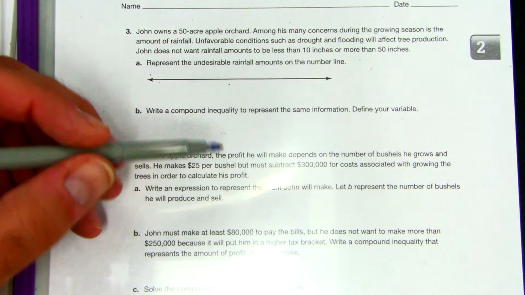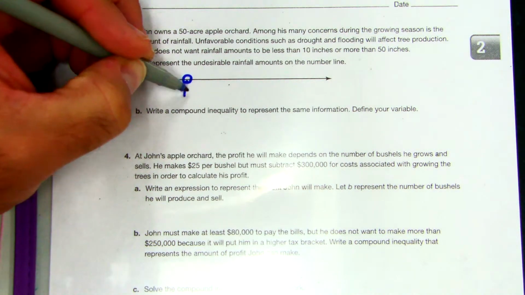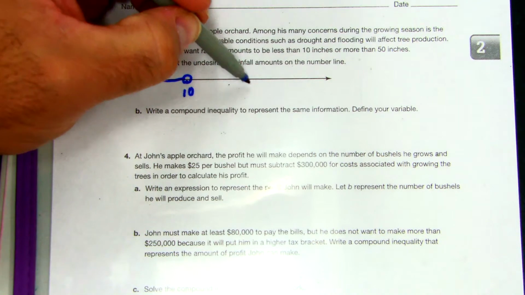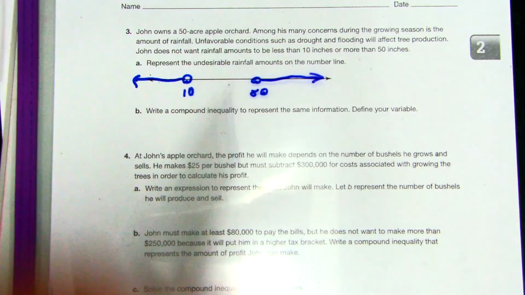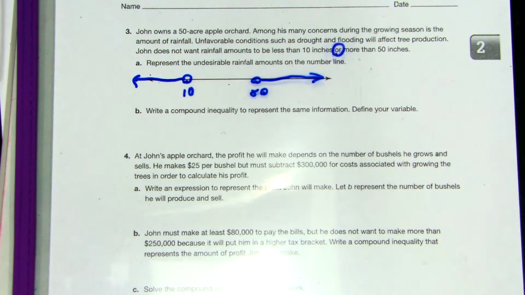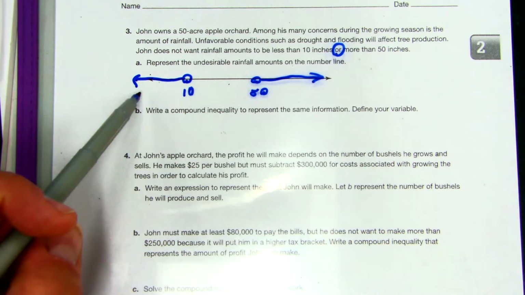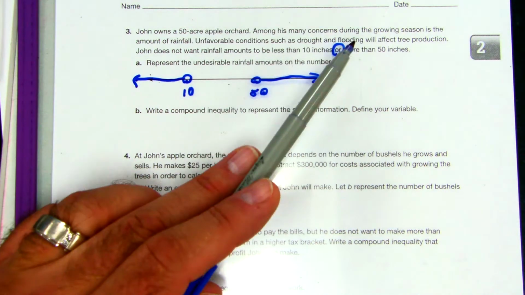So let's go ahead and graph this. He can't have it be less than 10 inches, so that's this way. And he doesn't want more than 50 inches. So which type of problem is this? Hopefully you know it's an OR problem. Why? Because they use the word OR. And the second reason is you don't have a number that's less than 10 but bigger than 50. That doesn't even make any sense. So you understand that he can't have it less than 10 inches because that would be called a drought, and more than 50 inches would be considered flooding.